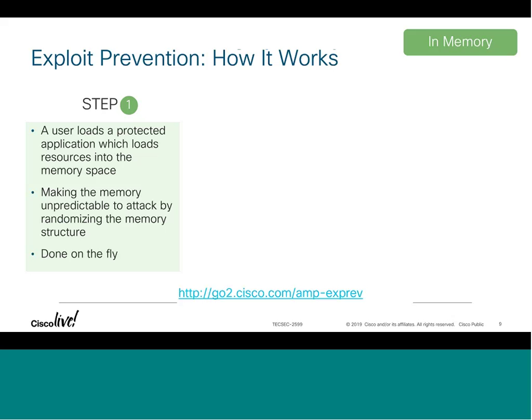So when that happens, that small library of exploit prevention starts randomizing the memory layout of that new application, and it does it on the fly. The user doesn't notice anything. The user doesn't have any significant performance penalty. The application simply starts. Right?